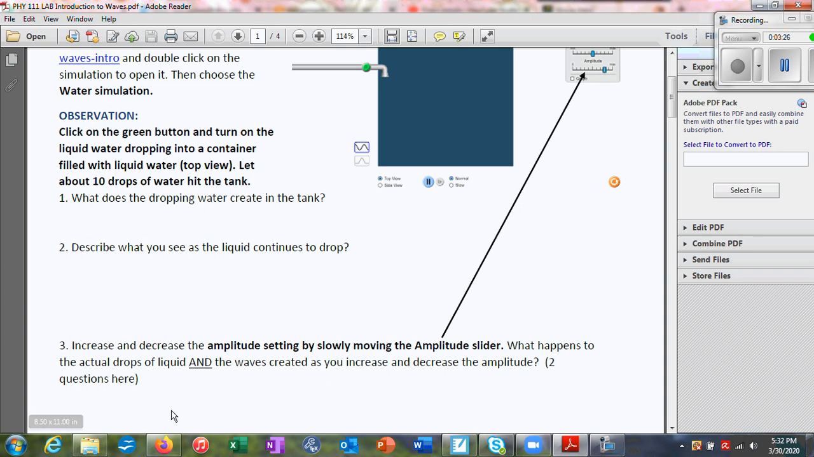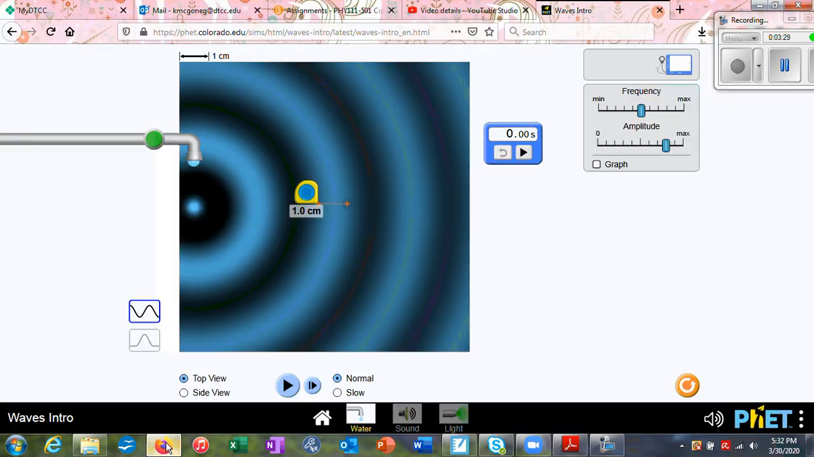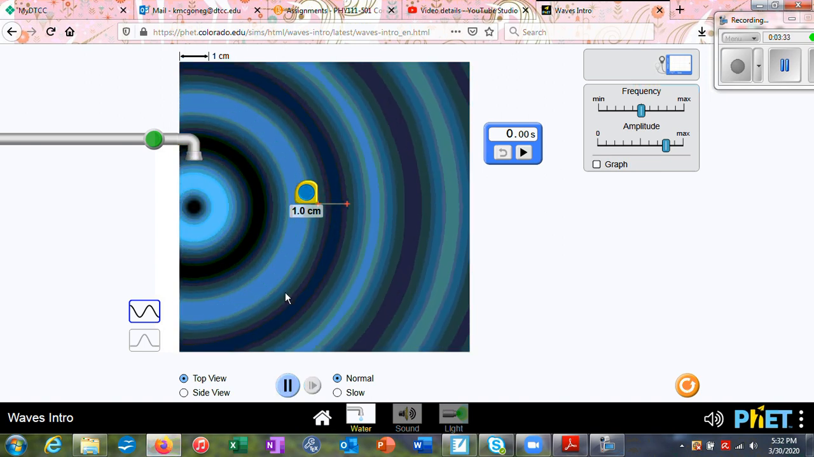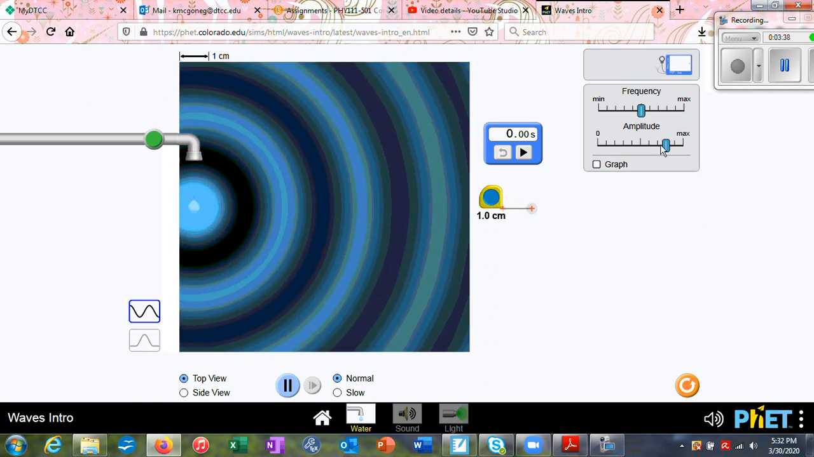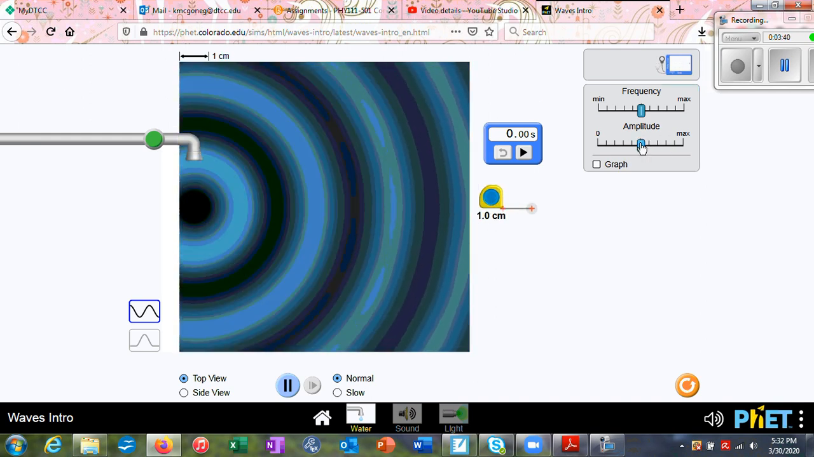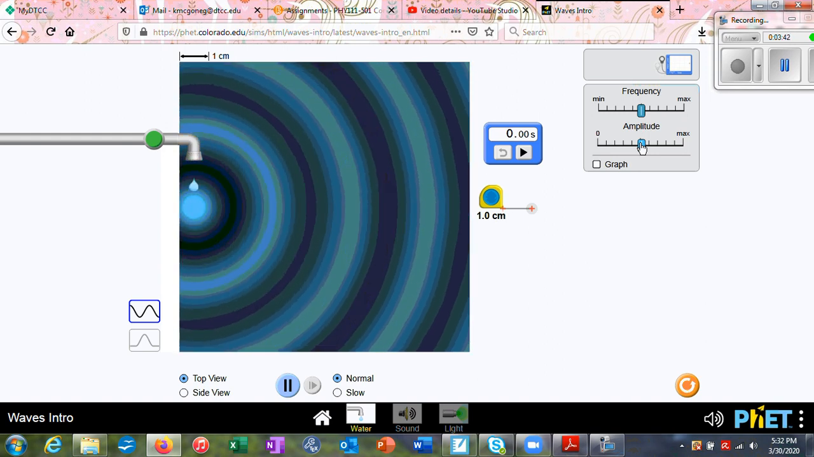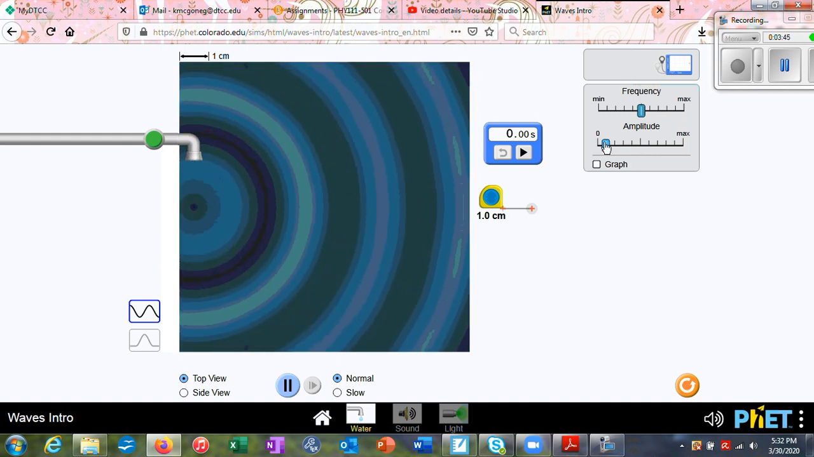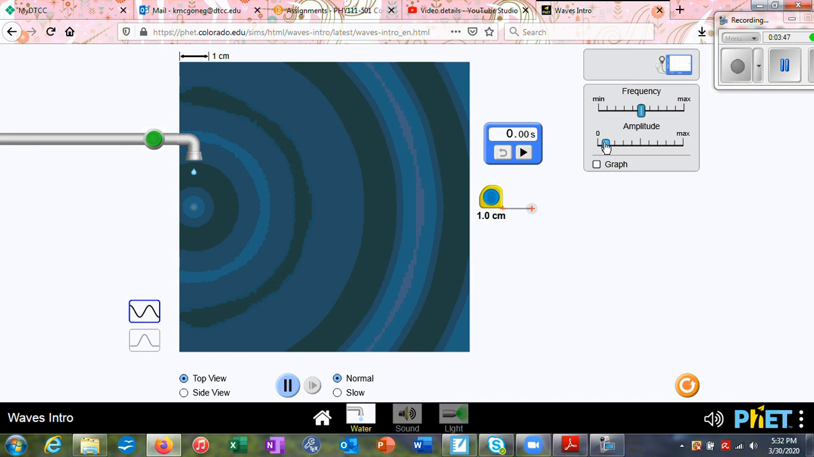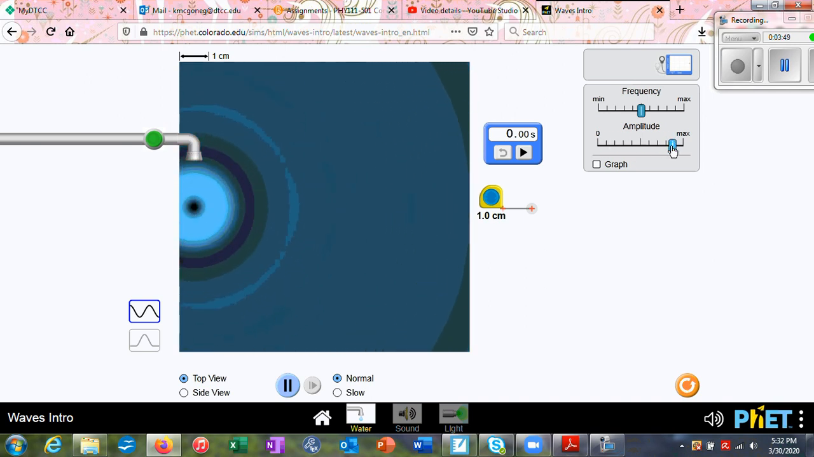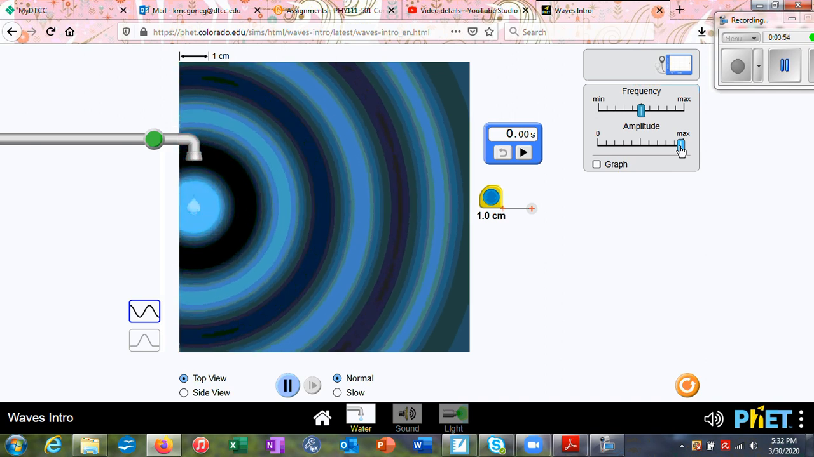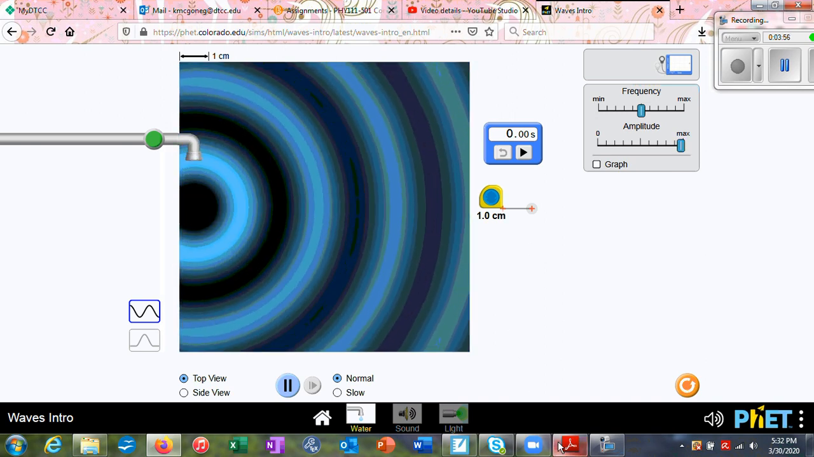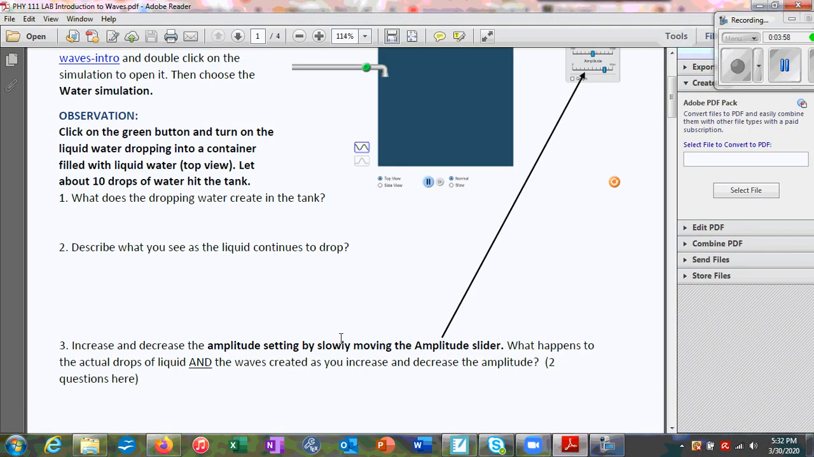So let's go back to the web page for a second, and I'll show you what that looks like. So here we are on the web page. I paused this for a second. Let's play it again. And I moved my ruler onto there. So this is the amplitude slider. So here it is right in the middle. I can make the amplitude smaller. And I can make the amplitude larger. So play around with that, and then you're going to answer this question.